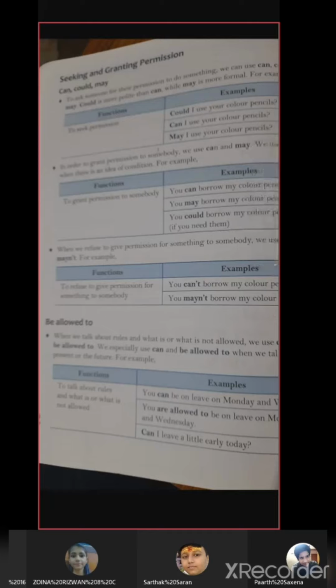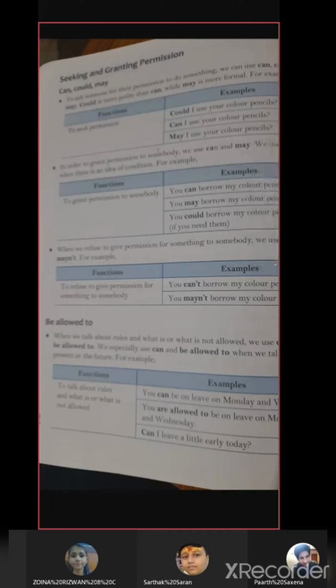That means to the authorities we use may I come in. But can I come in is also correct when you're talking to your own friends. Can I just walk in? Can I do this? When you're talking to your friends and asking for permission, then can, could can be used, whereas may is used formally when you're talking to the authorities or to our boss.